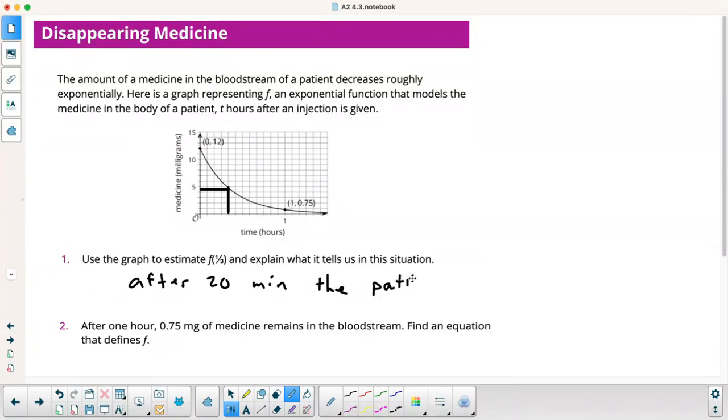the patient has 5 milligrams of medicine in the bloodstream.